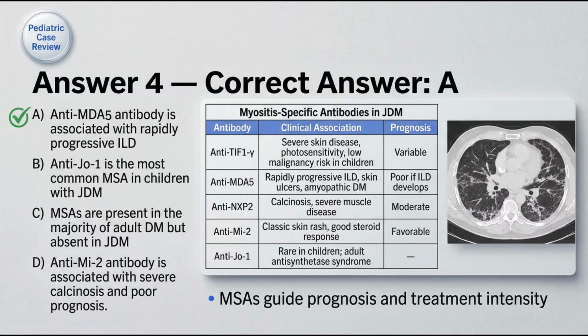Anti-TIF1 gamma is associated with severe skin disease and photosensitivity. Anti-NXP2 is linked to calcinosis and severe muscle disease. Anti-Me2 is associated with classic skin rash and a favorable steroid response. Anti-Jo1 is rare in children and is more characteristic of adult antisynthetase syndrome.